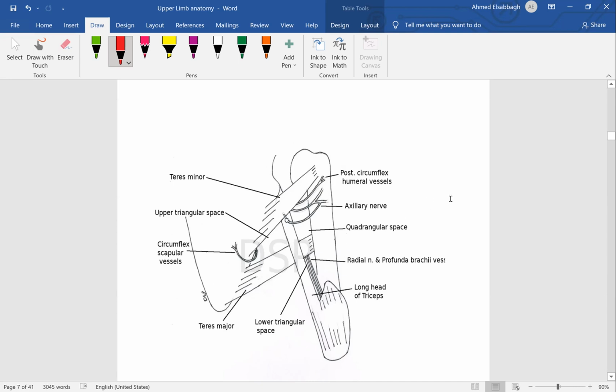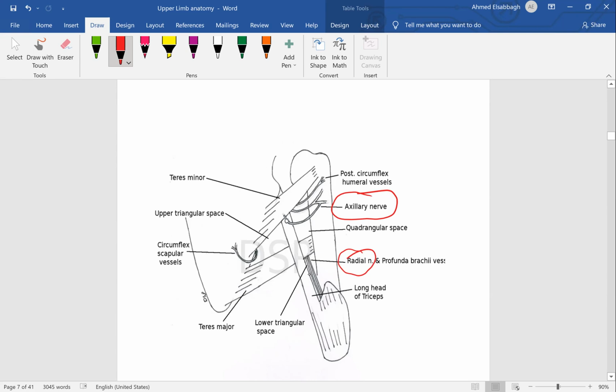So just for reading. What are the structures inside, or the contents, of these spaces? This is important. Structures inside the quadrangular space: as long as the space is near the bone, which is the humerus, it will contain a very important nerve. The quadrangular space will contain the axillary nerve. The lower triangular space will contain the radial nerve.